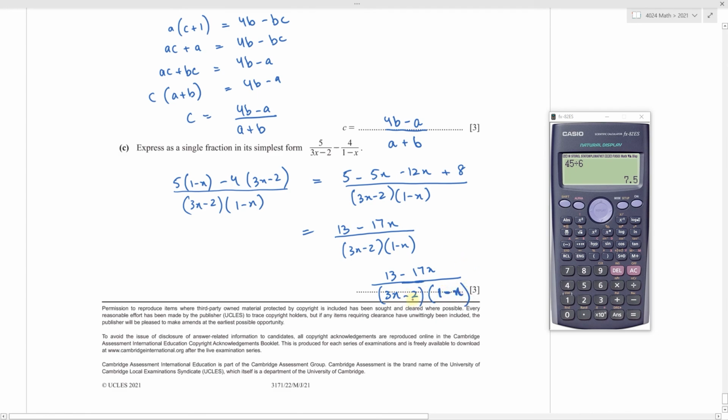If you want, you can open the brackets in the denominator as well, but I'll leave it as it is. So this is your final answer, which is a single fraction in its simplest form. So this was the last question of this paper. That's the end of this paper.